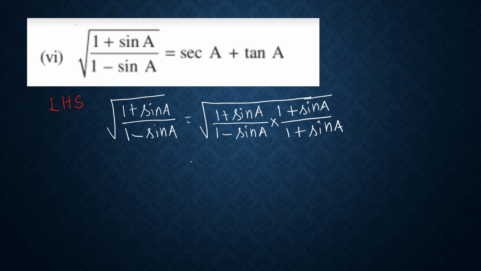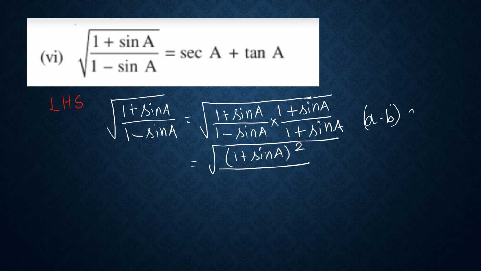So what you will get is square root of (1 plus sin A) the whole square by, this is again of the form a minus b into a plus b, which equals a square minus b square. This identity is very, very important. So we get 1 square minus sine square A, and 1 square is 1, so 1 minus sine square A.